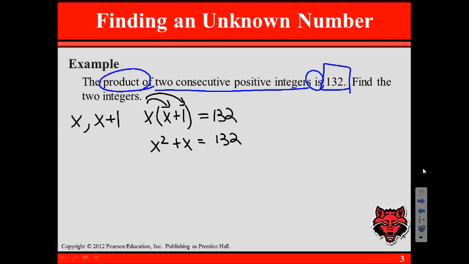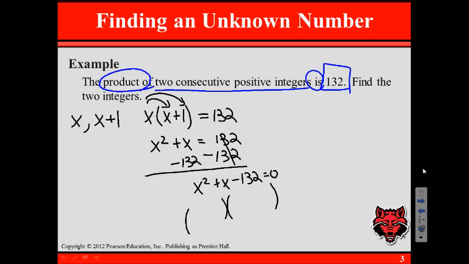Now, just like in the last section, we need to write this in standard form. So we subtract 132 from both sides of the equation. When we do so, we have x squared plus x minus 132 equals 0. Now that we have it in standard form, we need to factor the left-hand side. We start by looking for a greatest common factor, and there is none. We then look in front of x squared. The coefficient is 1, so we know that we can use two binomials, and each first term will be x, because x squared is x times x.